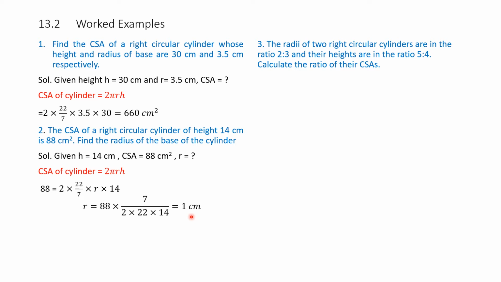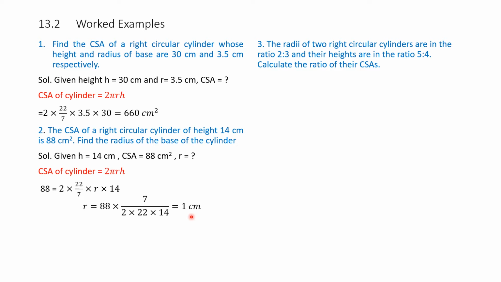Problem number 3. The radii of two right circular cylinders are in the ratio 2 is to 3 and their heights are in the ratio 5 is to 4. Calculate the ratio of their curved surface areas. Here, in this problem, the radii are given as a ratio. There are two different circular cylinders whose radii are in the ratio 2 is to 3.